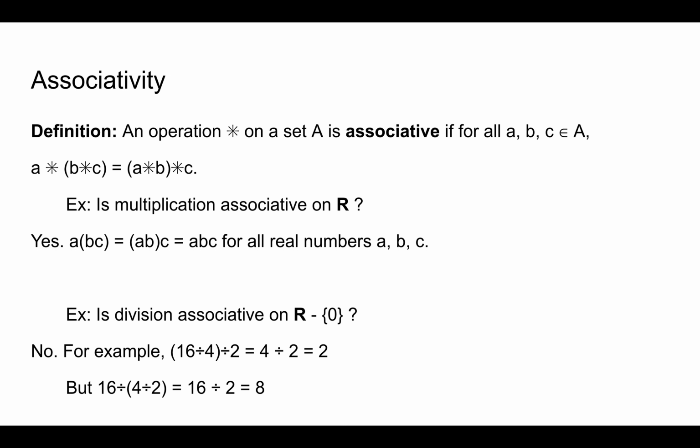So here, is division associative on the non-zero real numbers? No. As an example with nice numbers that come out well, 16 divided by 4, then divided by 2, that's 4 divided by 2, which is 2. Whereas if we associate the other pair, 16 divided by (4 divided by 2), that's 16 divided by 2, which gives us 8. So division is not associative on the non-zero real numbers.